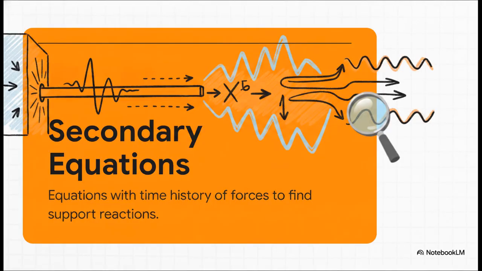But wait, what about the parts we zeroed out? That data isn't just thrown away. It actually forms our secondary or auxiliary equations. These equations contain the time history of concentrated forces and moments. Basically, once we solve the primary equation and figure out how the beam is bouncing around, we take those solutions and plug them directly back into the secondary equation. Doing this reveals the massive, hidden forces and bending moments happening exactly at the fixed support. It literally tells us how much stress that wall is actually taking.